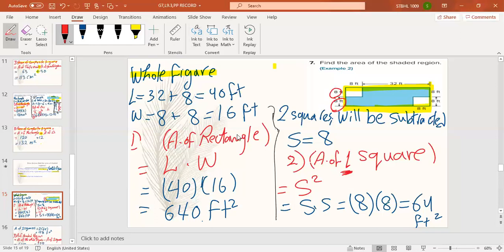And directly find the area of the whole figure. Its length times width, 40 times 16 equals 640 square feet.